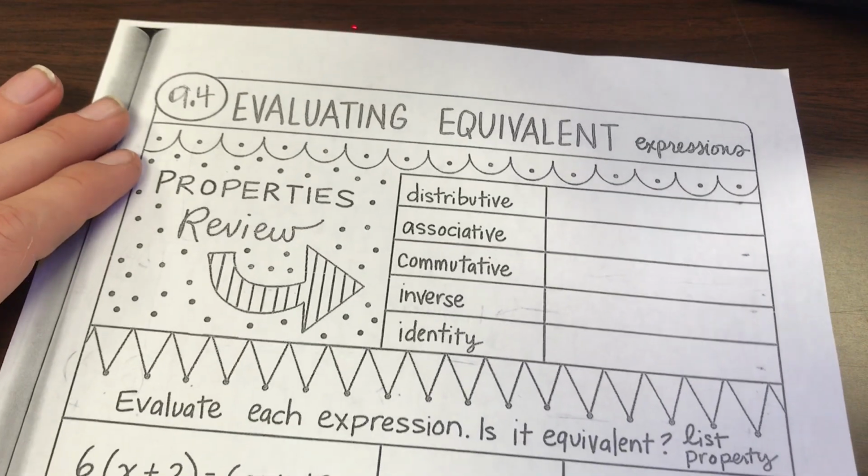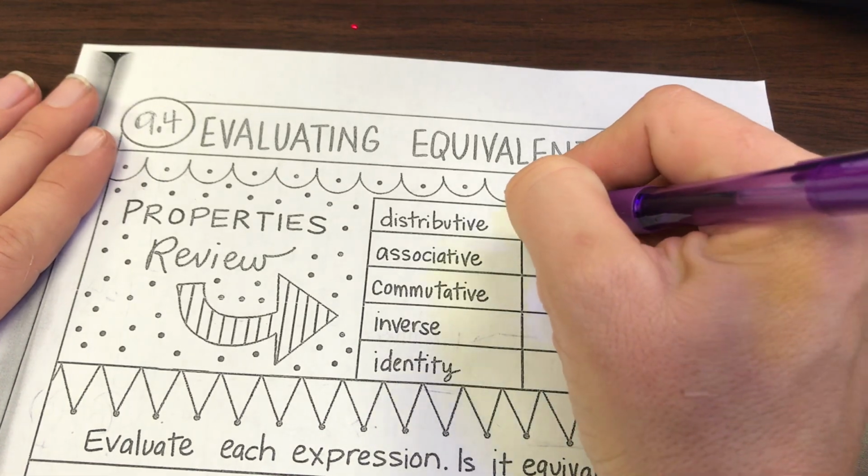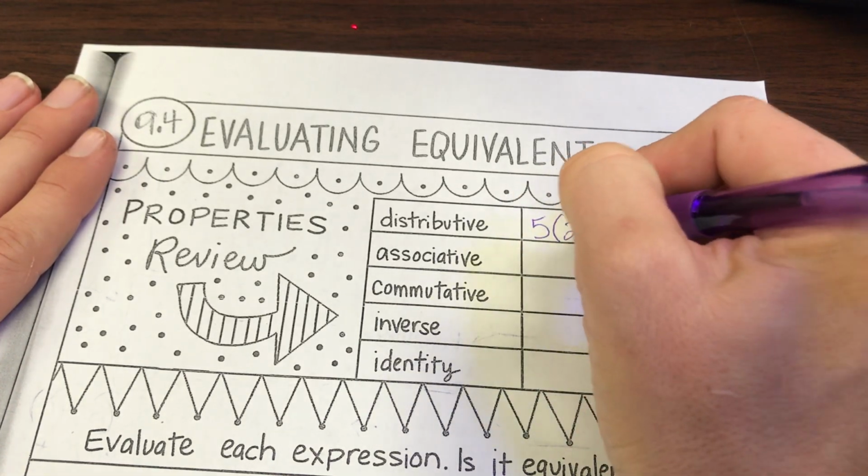So go to page 77. We're going to do some examples of the distributive property. So we have 5 times (2 plus 4).